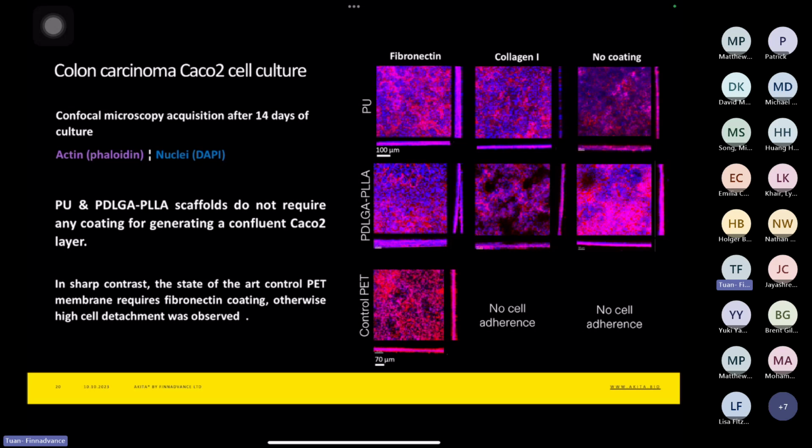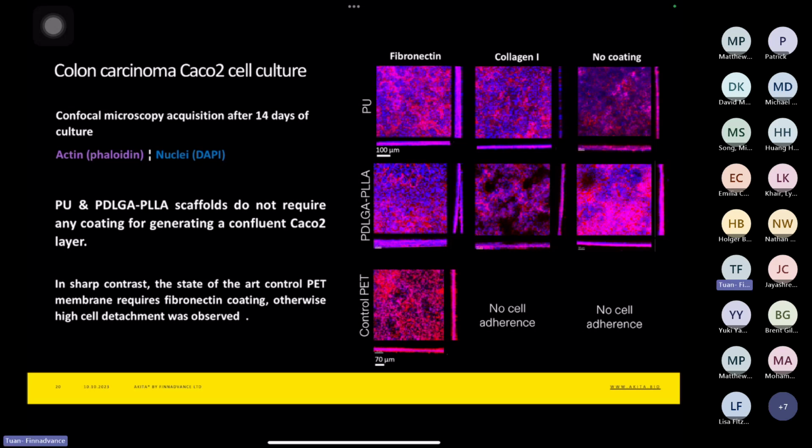With that, we see that for the PET membrane, of course, fibronectin works the best. With collagen or the no coating condition, there are no cells at all that can adhere to the membrane over the course of 14 days. And interestingly, with the biospun membranes, like the polyurethane and the biodegradable membrane, all the conditions were working really well. The cells were fully confluent, and they did not even require any coatings in order to form confluent monolayers of Caco-2 cells.